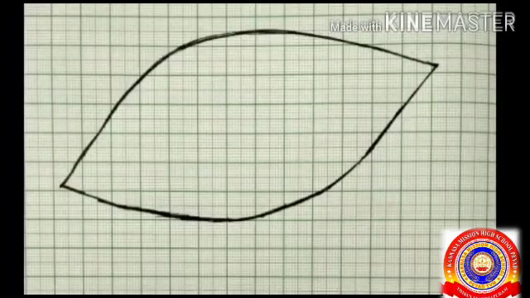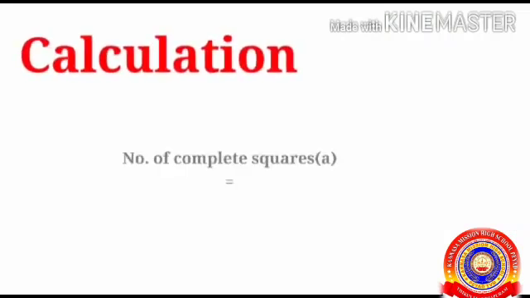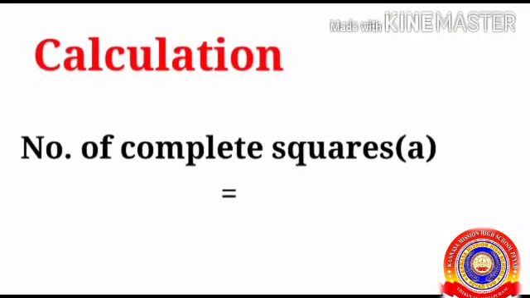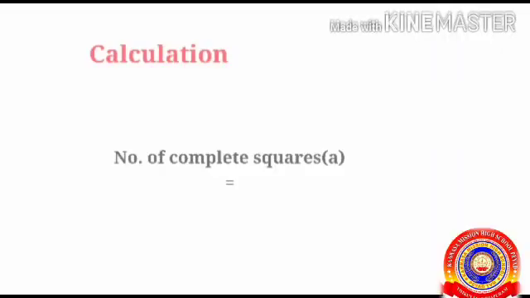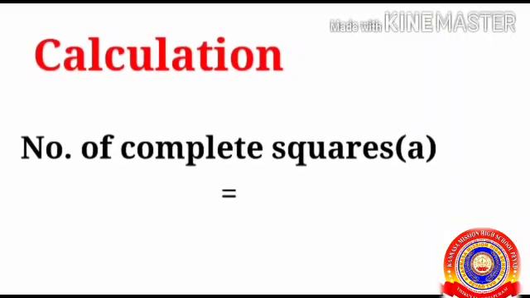After removing the leaf, examine the graph paper. So, now you have a picture like this. Let's look at the calculation. First, you have to find the number of complete squares and it is taken as A. When you look at this picture, you can find 37 complete squares are there. So the number of complete squares equals 37.